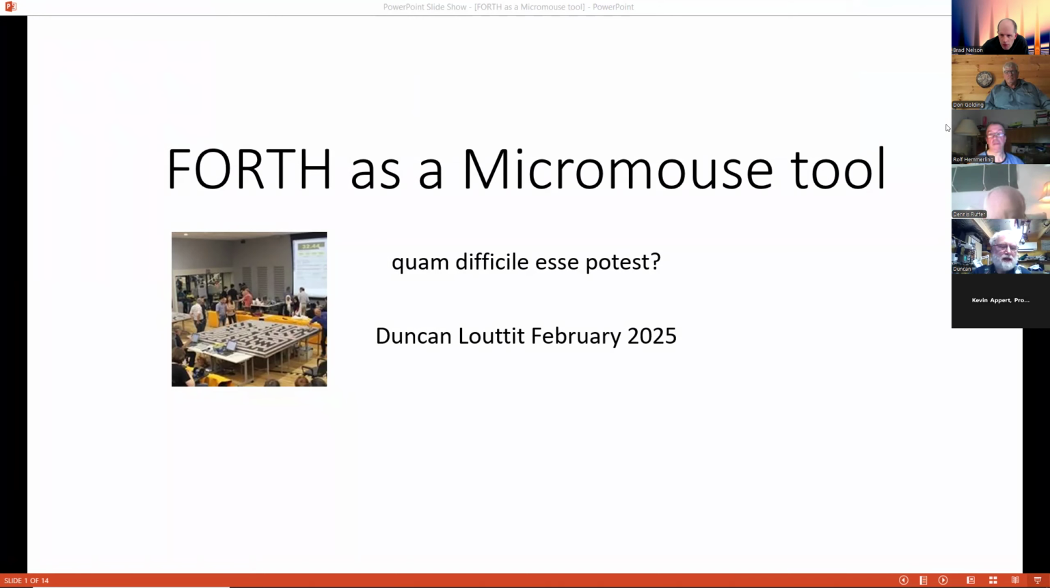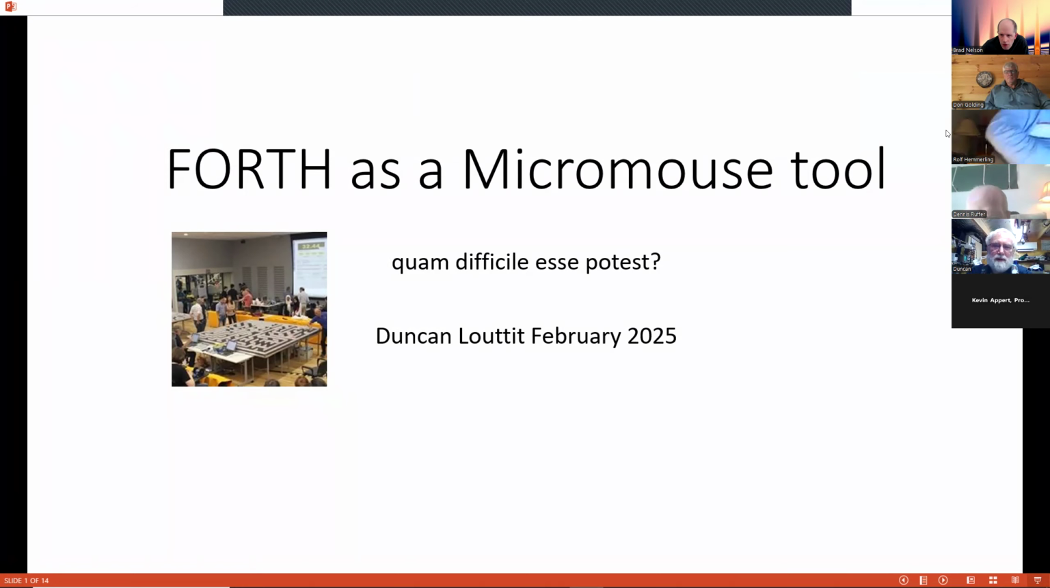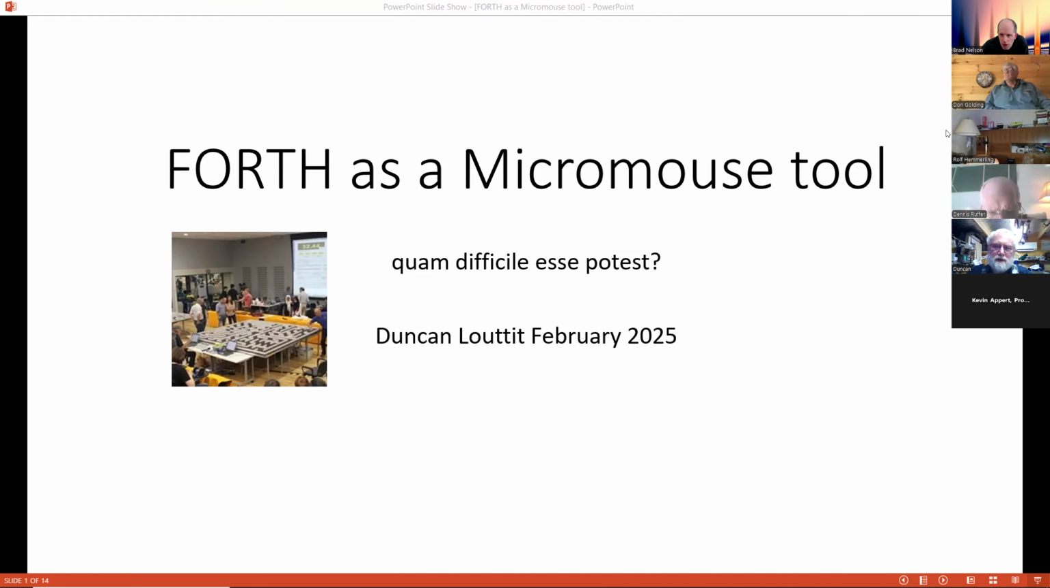I have a gang of teenagers, currently 4, that build Micromouse in my shack on Tuesday evenings. I've been doing this for the last 25 years. I find Forth a good language for them. In particular, it encourages an engineering approach to software.